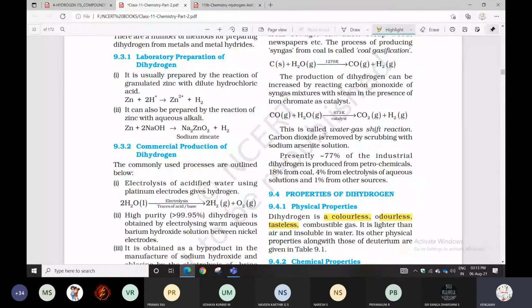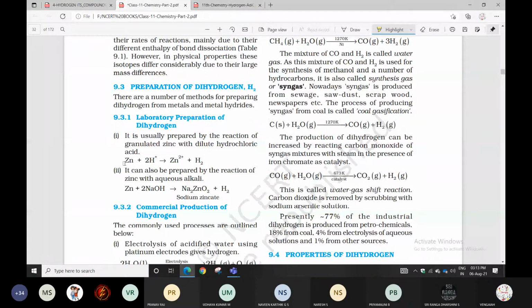Again, I will repeat from the first onward. Please listen once again. Preparation of dihydrogen. What preparations will be there? First one is from dilute acids, and from bases. So metal plus acid, what will form? Salt plus hydrogen gas. Next, metal plus base, salt plus hydrogen gas. They have given sodium zincate, and some electrolysis process also in the presence of platinum catalyst.